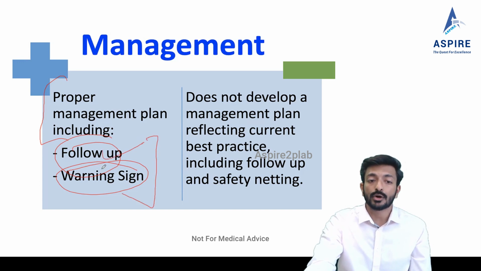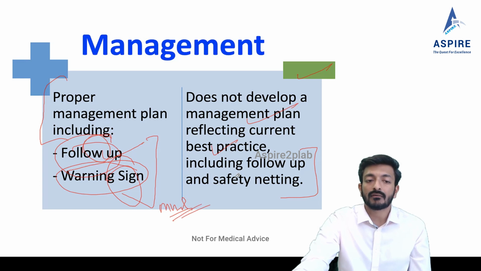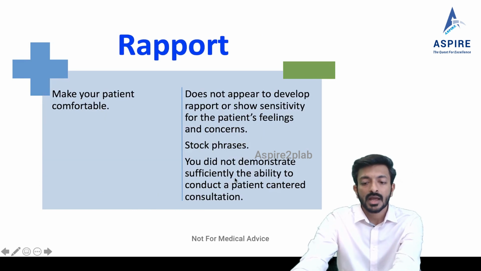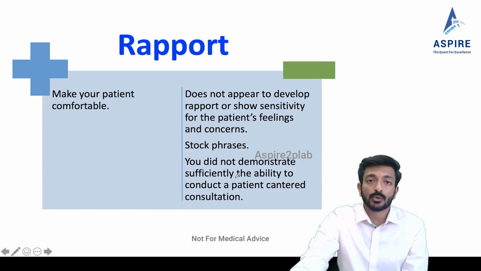Very, very important. If you're not able to develop a management plan reflecting current best practice, including follow-up and safety netting, you may get a tick in the management column. So make sure you're making a proper management plan for the patient, and which should be according to the current best guidelines, and actually symptomatic treatment, and make sure follow-up and warning sign must. Right? So that's how it works. We have got Rapport as well. Rapport.